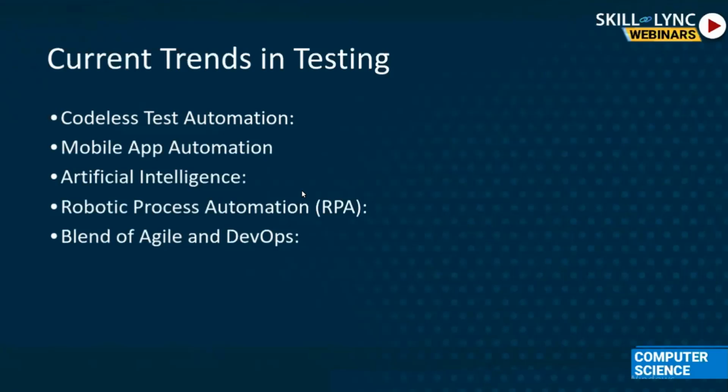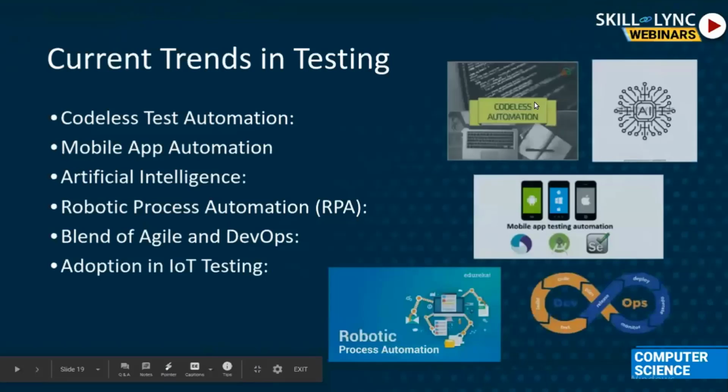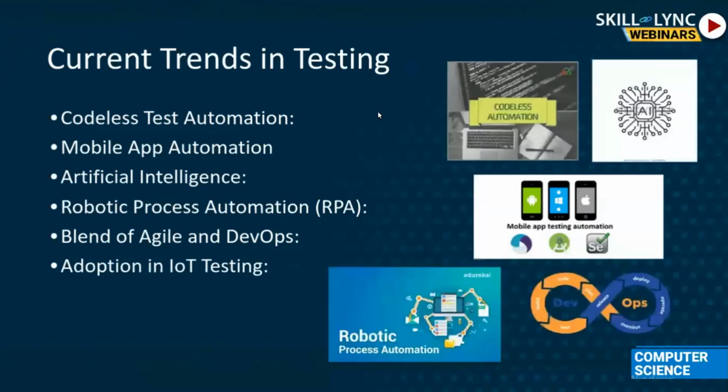Okay. And as I said, a blend of agile and DevOps, which we already discussed. This is again a trending thing. If you know DevOps and agile concepts, it becomes very, very important for your profile. And we also do some kind of IoT testing, which is nothing but Internet of Things. This is again a separate stream, which is nowadays trending, right? So these are all the currently trending tools and techniques.